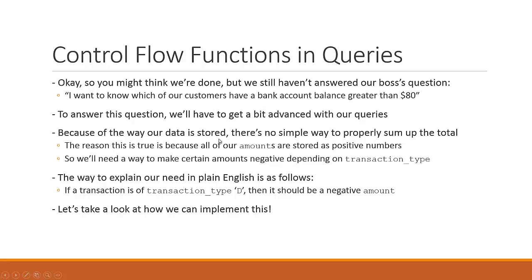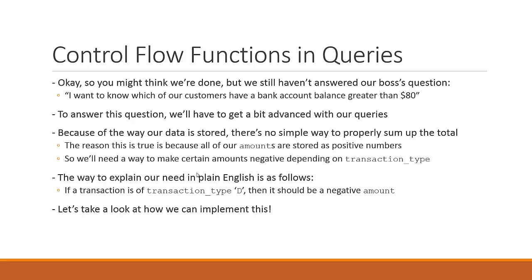I don't know if you realize that, but right now, as the data stands, the reason why we can't add it up properly is that the amounts are all stored as positive numbers. So if we have a transaction which is a credit transaction, it's stored as positive 100. But if we have a debit transaction, it's also stored as positive whatever. So we'll need a way to make certain that our amounts are negative depending on the transaction type. Rather, we need to make sure that if a transaction type is of type D, which is debit, then that amount is not a positive amount but a negative amount, because that's exactly what's happening here.